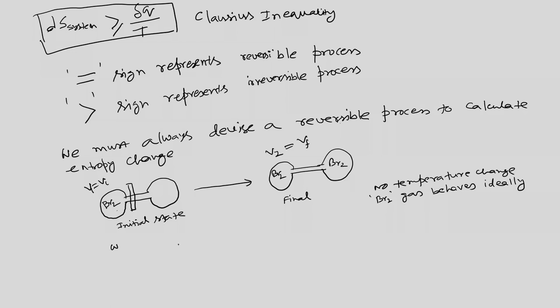Okay, so now we know dS is del Q reversible by T, right? Since there is no temperature change for this process, dU equals 0.